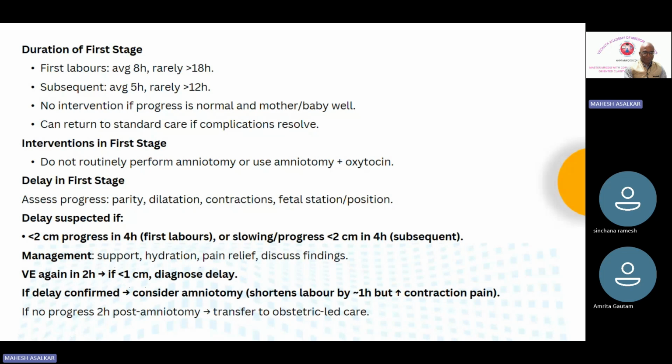Is it clear? Yes, sir. So what is suspect delay and what is diagnosed delay? Can anyone tell me?